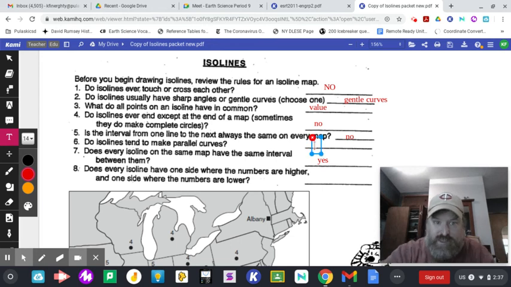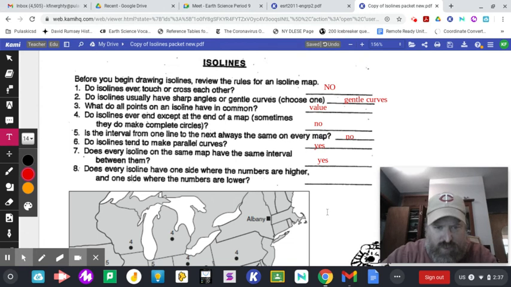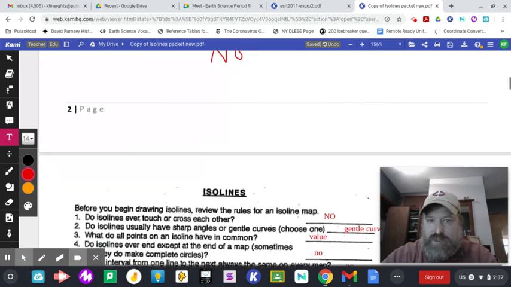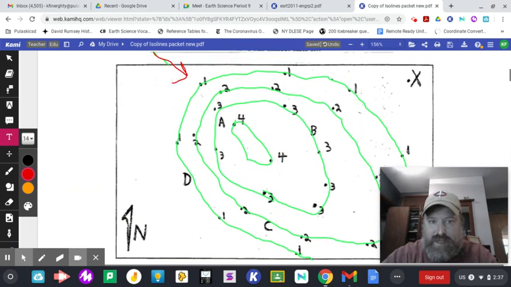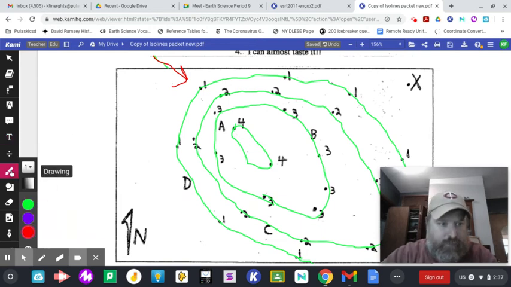Going back to number 6, did I skip? Do they tend to make parallel curves? Yes, they do. Does every isoline have one side where the numbers are higher and one side where the numbers are lower? Now, some people like to argue this. They like to say, well, what about the circle ones? But here's the deal. Let's go back up to what I did here on the barbecue map. All the numbers, sorry, I wanted my pen.